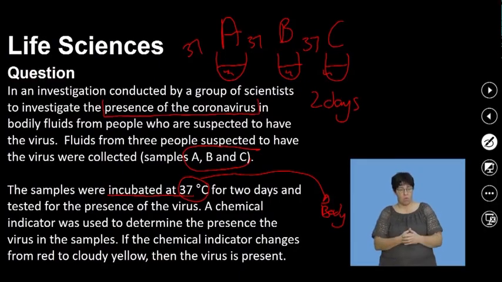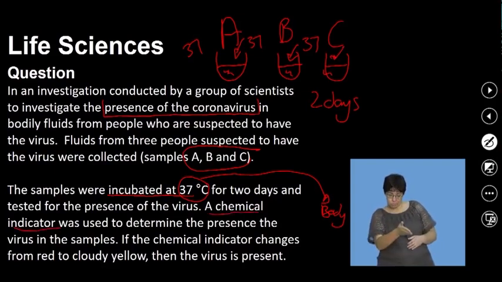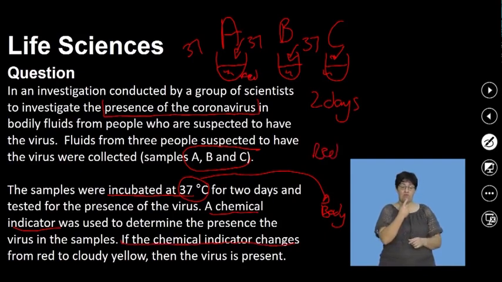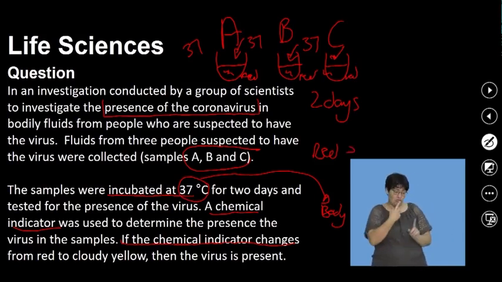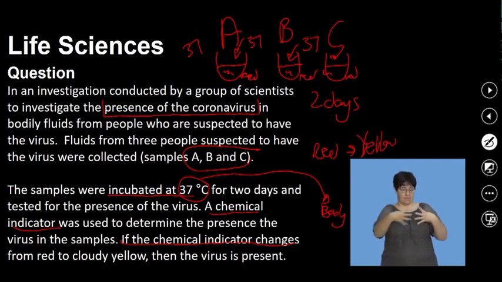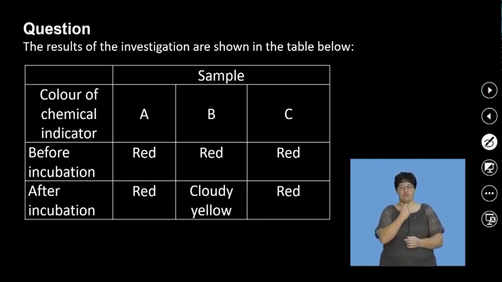Okay, now what I do is, a chemical indicator was used, so I'm going to put a chemical in each of them. A chemical indicator was used to determine the presence of the virus or not. Now, most important, if the chemical indicator changes from red, so they are red, to a cloudy yellow, if it goes to yellow, then we know that the virus is present. So let's have a look at this table. Red, red to yellow, red to yellow.